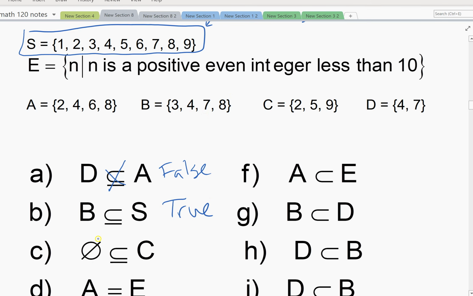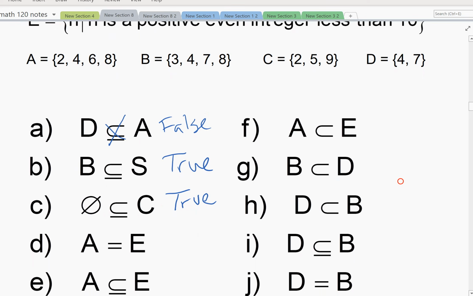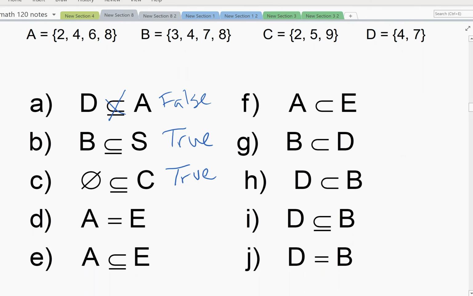Alright, the empty set, right? That symbol stands for the empty set, a subset of C. Well, remember, the empty set is always a subset. Nothing is always a subset of something. Alright, so the next three, D, E, and F, involve my set A and my set E.